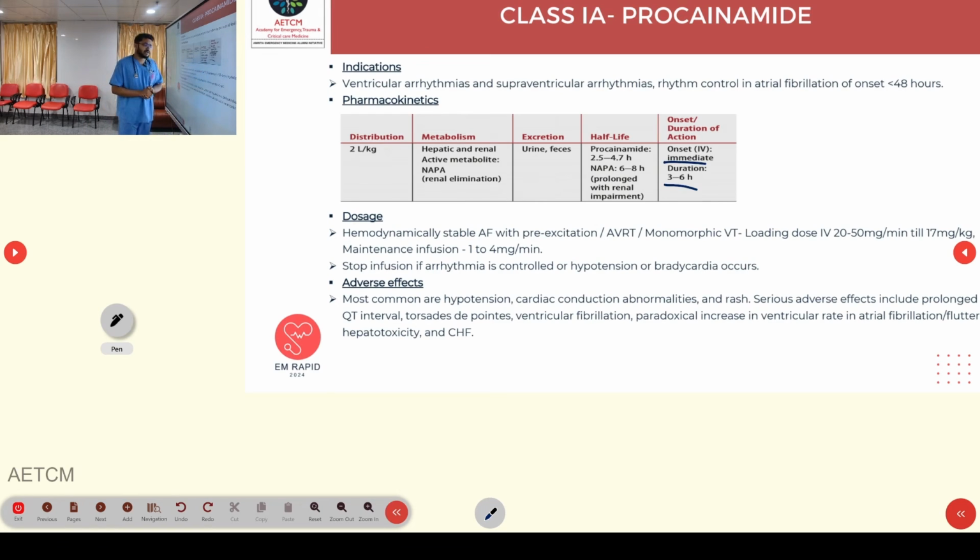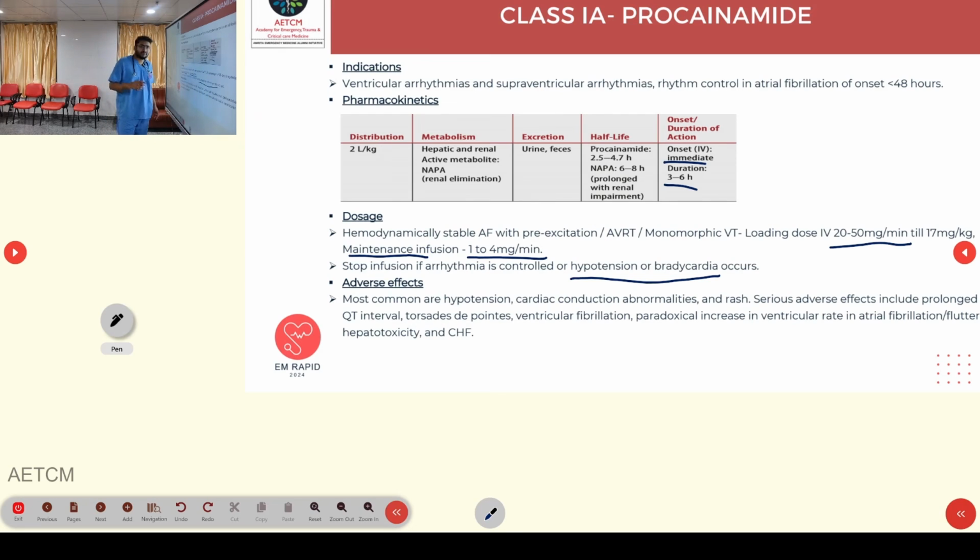For the dosage, we usually have a loading dose of around 20 to 50 mg per minute up to 70 mg per kg, and a maintenance infusion of 1 to 4 mg per minute. We should stop the infusion if there is any hypotension or bradycardia. These are also the common side effects which we see with these antiarrhythmic agents: hypotension, bradycardia, and also the pro-arrhythmic effects of some agents. Adverse effects, as we discussed, include hypotension, cardiac conduction abnormalities, and rash. The other serious side effects are the pro-arrhythmic effects as well: prolongation of the QT interval, torsades de pointes, ventricular fibrillation, and all that.